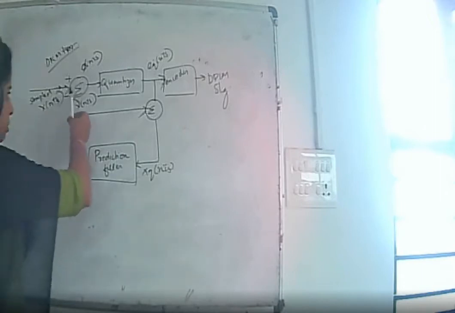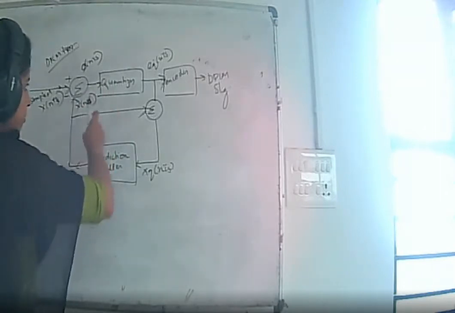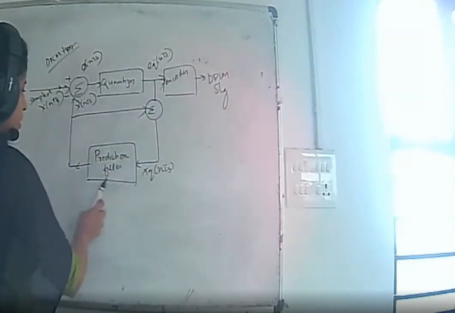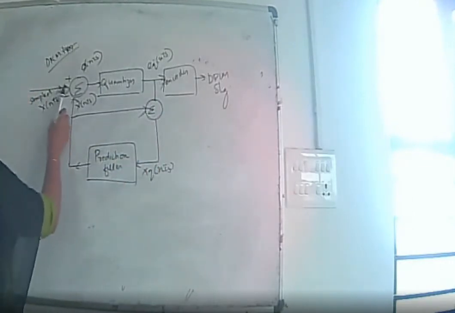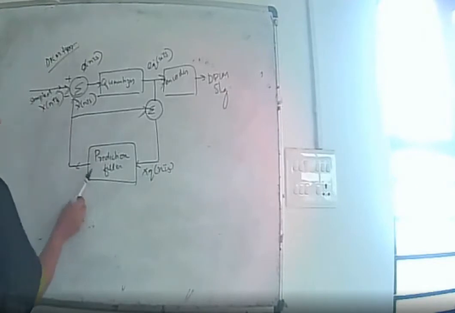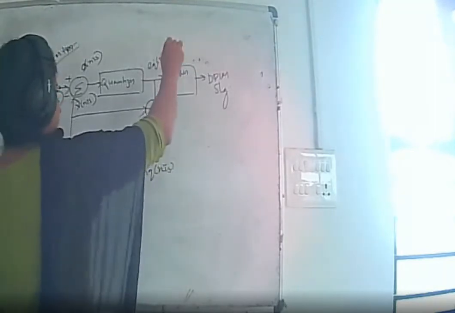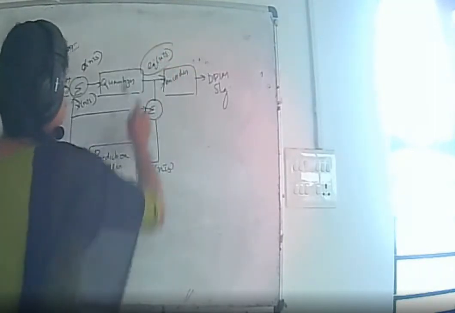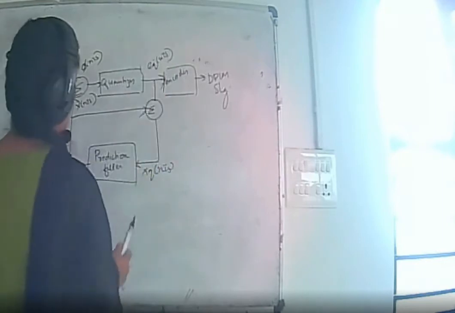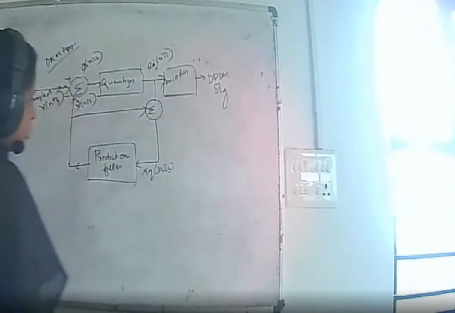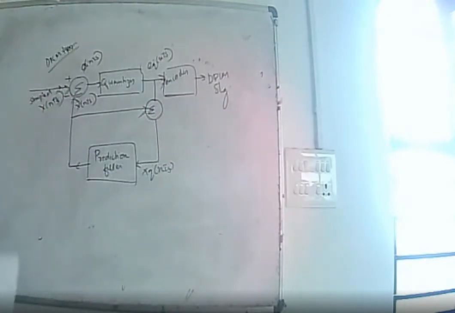The signal is given to a quantizer and we are predicting the value by using a prediction filter, and the difference between the sample and the predicted value gives the error, which is e of nTs, which is quantized by the quantizer, and the quantizer error is e_q of nTs. And this is given to an encoder, and the encoder does the DPCM, and we get the DPCM signal.